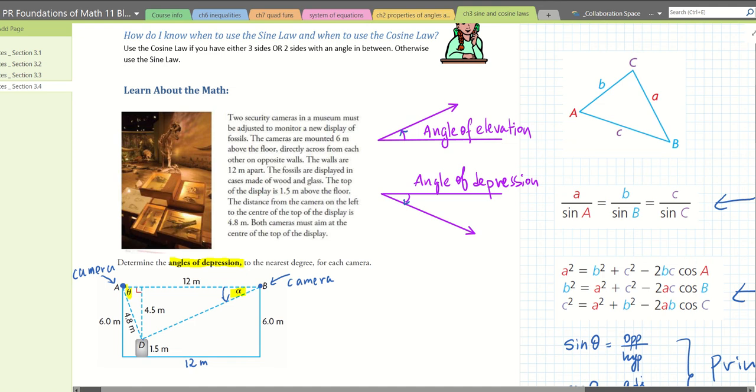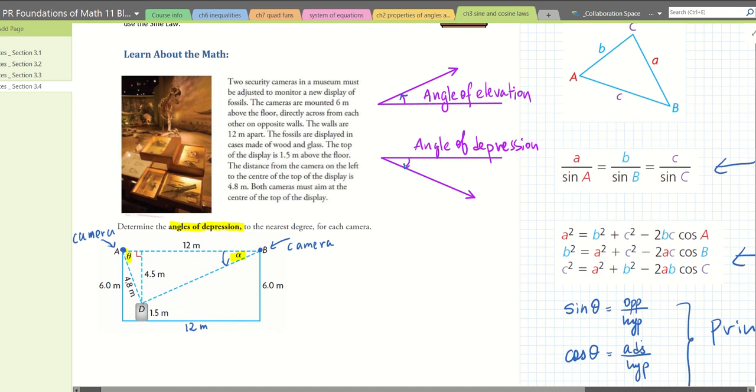So in this case, we have this display in the museum. We have 2 security cameras that must be adjusted to monitor the new display of fossils. The cameras are mounted 6 meters above the floor, directly across from each other and on opposite walls. The walls are 12 meters apart. The fossils are displayed in cases made of wood and glass. The top of the display is 1.5 meters above the floor. The distance from the camera on the left to the center of the top of the display is 4.8 meters. So that's from camera A to the display down here. That's 4.8 meters. And then the distance from the other camera, B, is unknown.